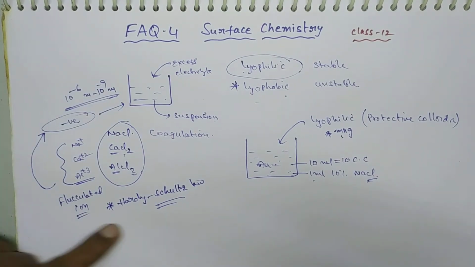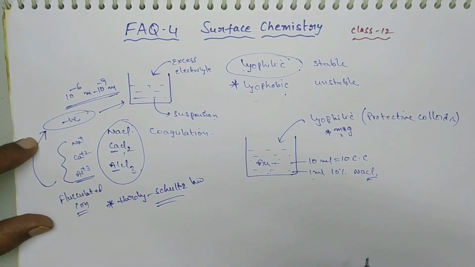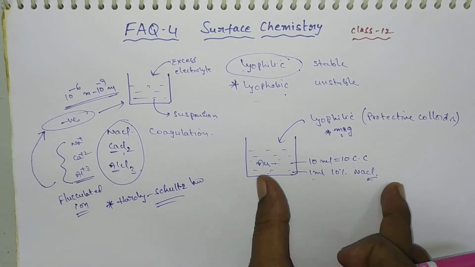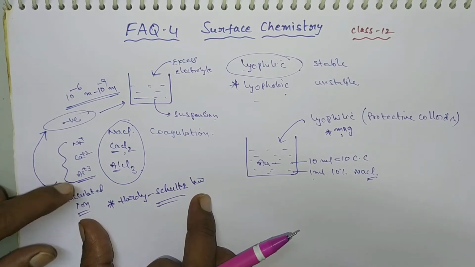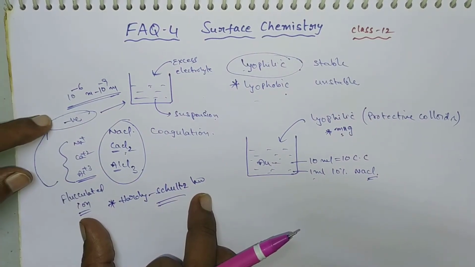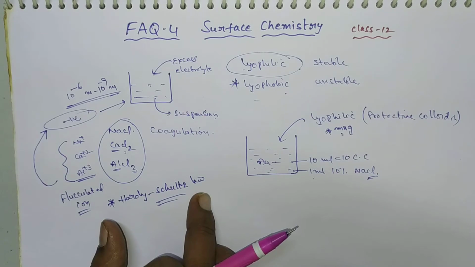This concept is also useful for solving some problems. Here we have discussed gold number, and the second one is Hardy-Schulze law: greater the charge on the flocculated ion, greater will be the coagulating power. Okay, now let us move on to the questions.